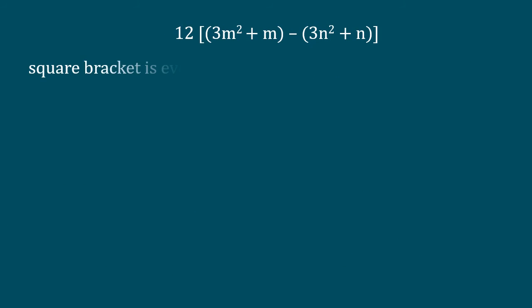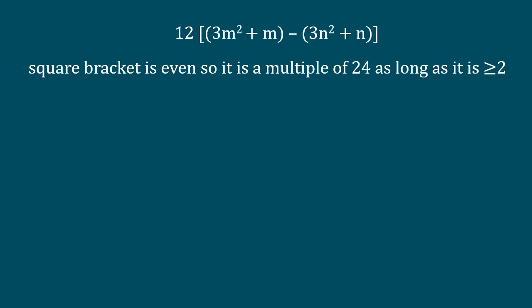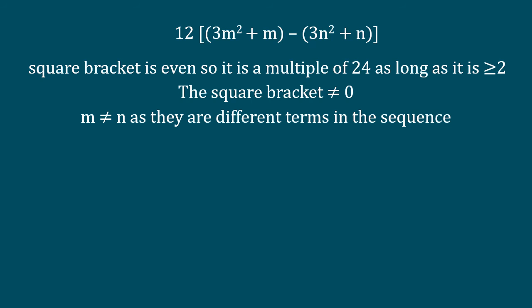We've proved that the square bracket is even, so it's a multiple of 24, as long as it's greater than or equal to 2. The square bracket cannot equal 0. m is never equal to n, as they're different terms in the sequence. The smallest can be m equals 2 and n equals 1.